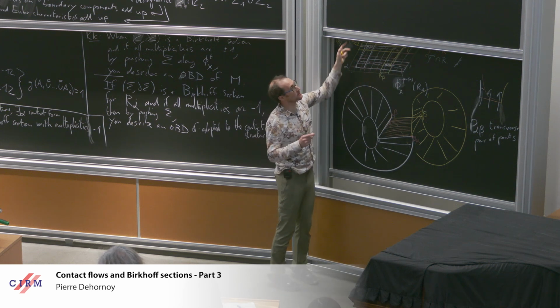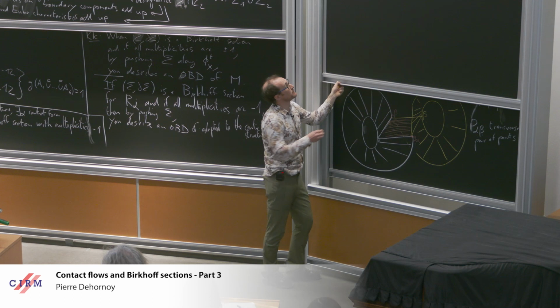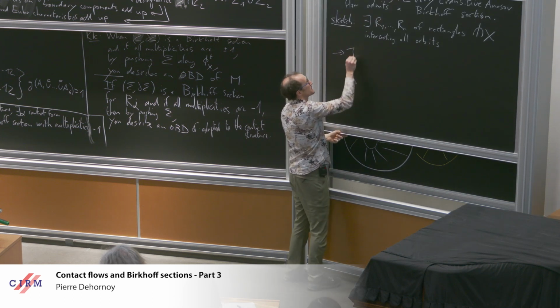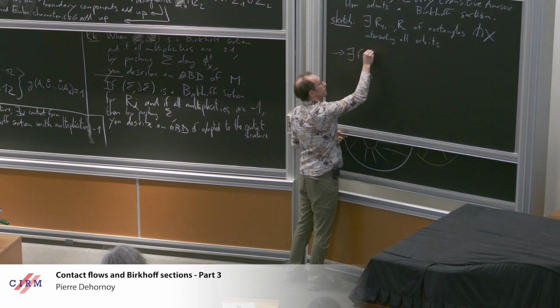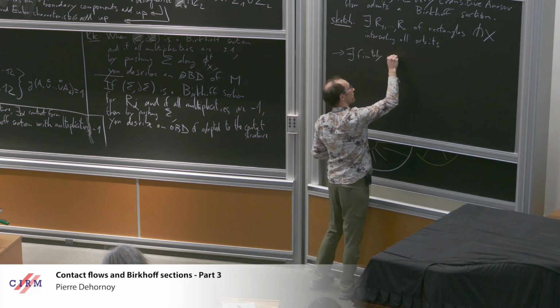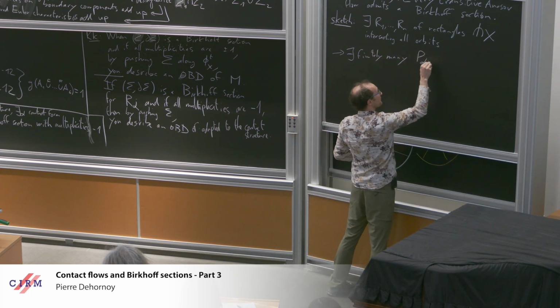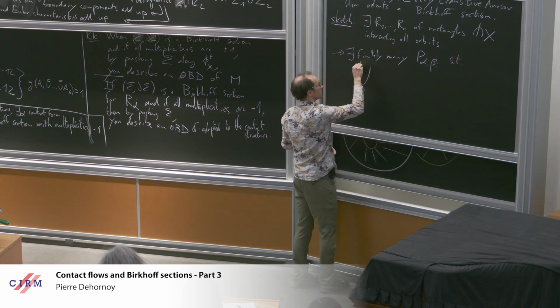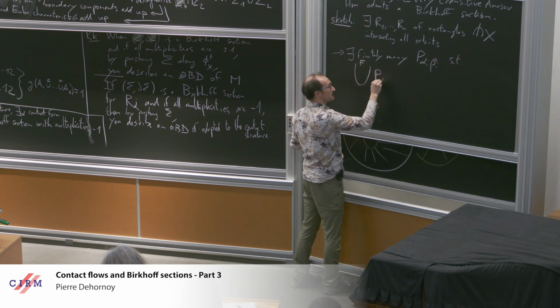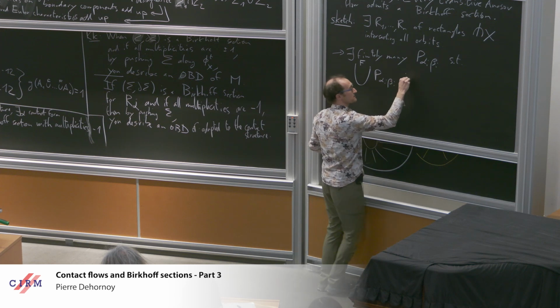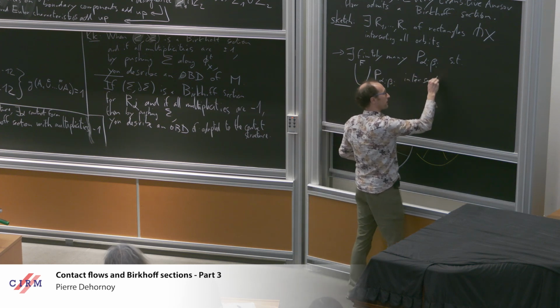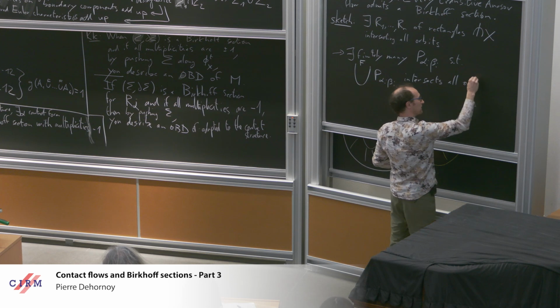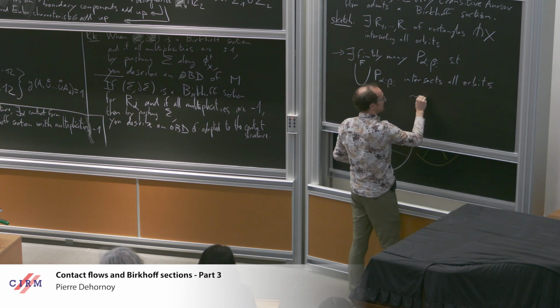I will go a bit fast on this, but then there is the fact that there exist finitely many P alpha_i beta_i, such that the union of all these things intersects all orbits. Hence, it is a Birkhoff section.